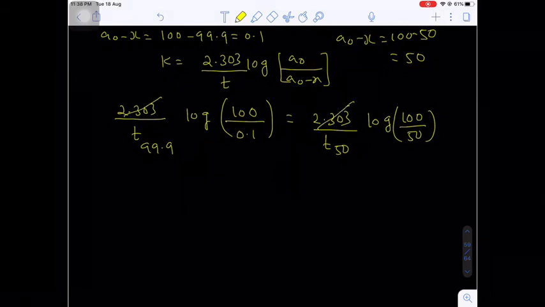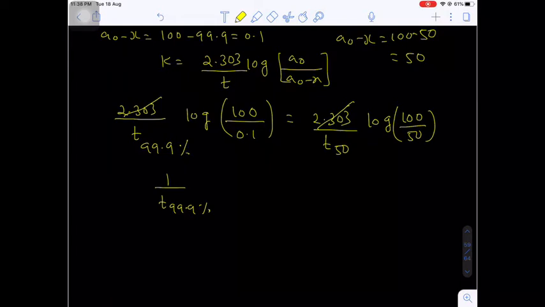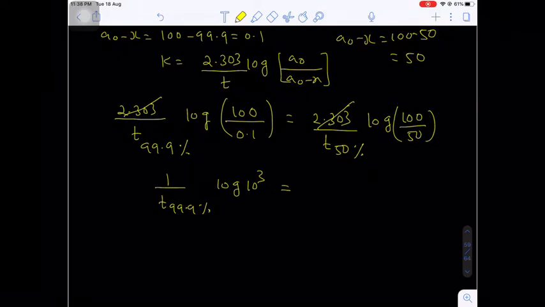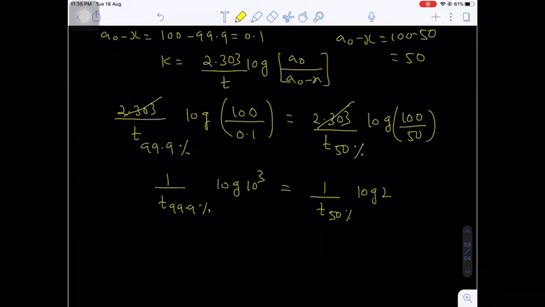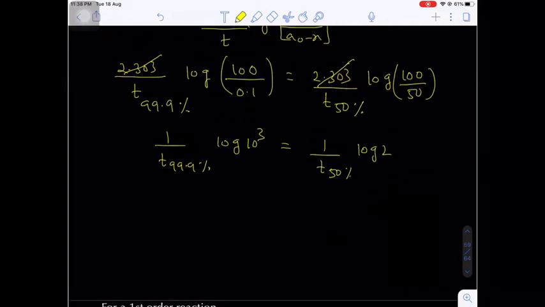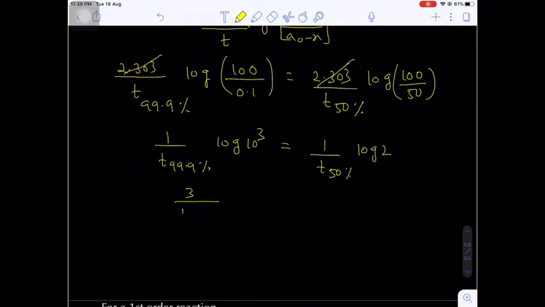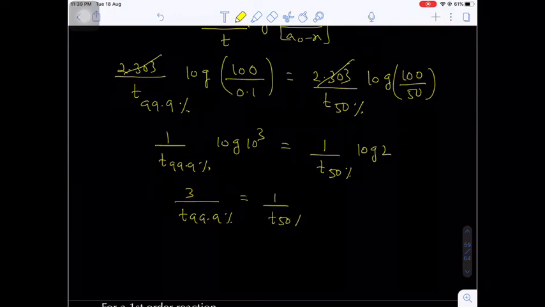Now here 2.303 on both sides gets cancelled. So here 1 by T 99.9%. Okay. Now here you will get log 1000 on the left hand side. On the right hand side 1 by T 50%, and you will get the log 2. Are you getting my point? Now here log 1000 is nothing but 3, by T 99.9% will be equal to 1 by T 50%.